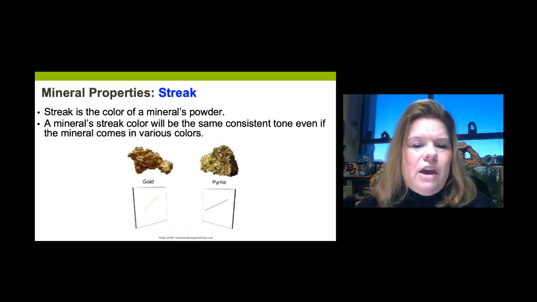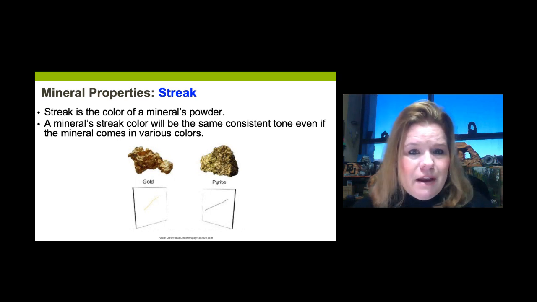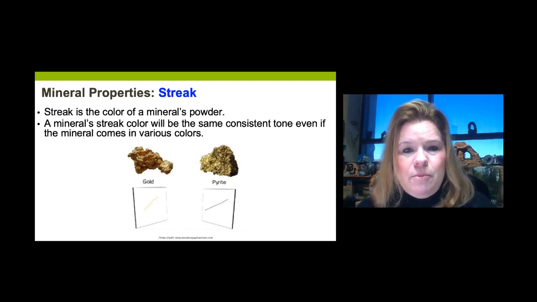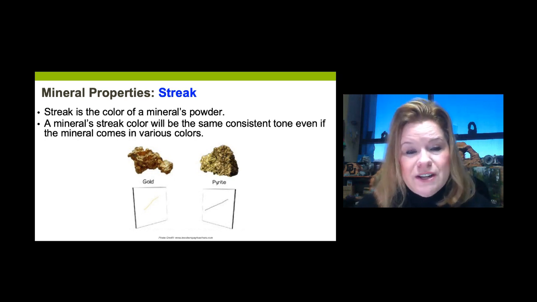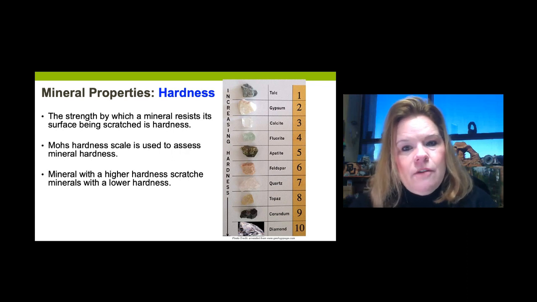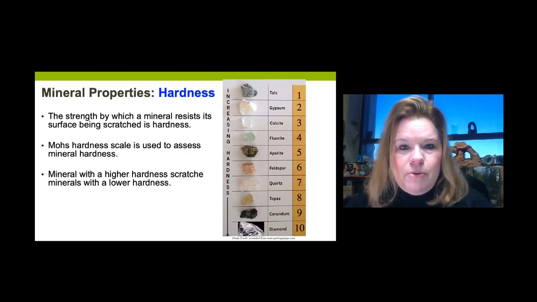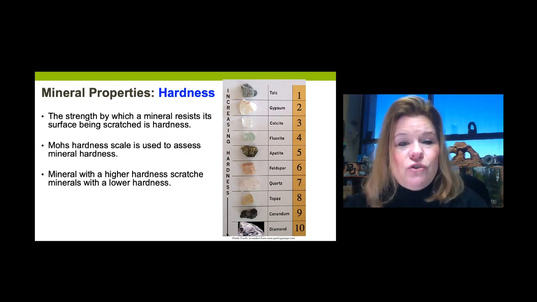So streak is a really important test. So if I could turn the clock back and go back to the gold rush days when the people were out there looking for gold in California and Alaska, I would have taken a streak plate with me, and I also would have been testing for hardness. Well, speaking of hardness, let's look at the mineral property of hardness that's measured by the Mohs hardness scale.